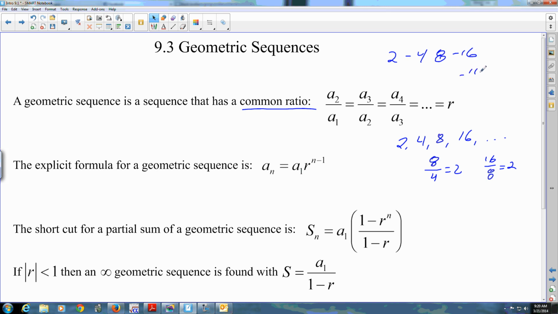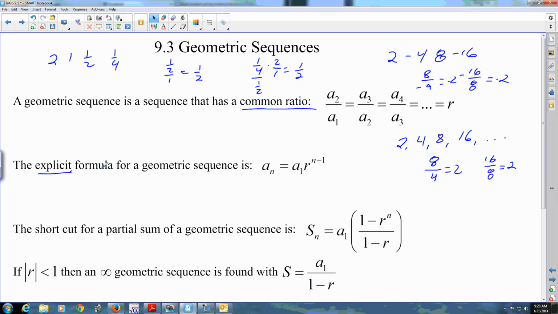If I pick a term and divide it by the one that came before it, they also can be fractional. So let's say you had 2, and then 1, and then a half, and then a quarter, and so on. Pick a term and divide it by the one that came before it. Okay? And that could also be negative. All right? So they have a common ratio.